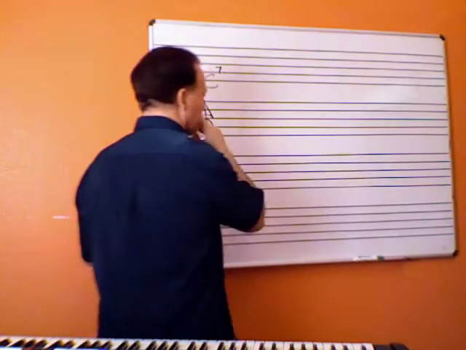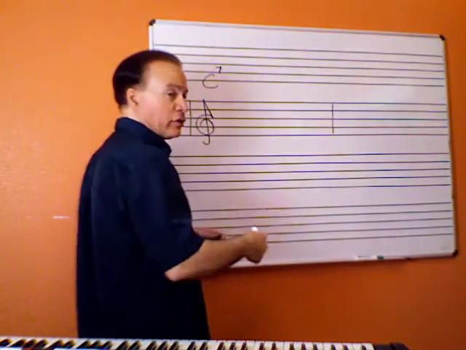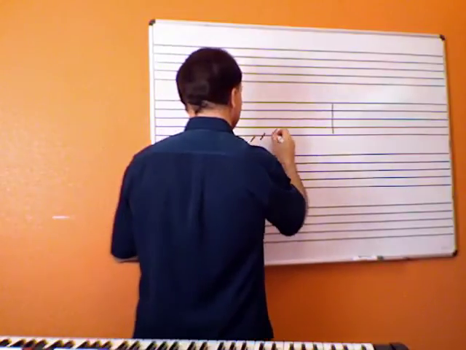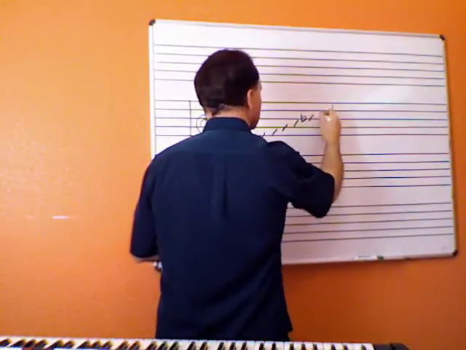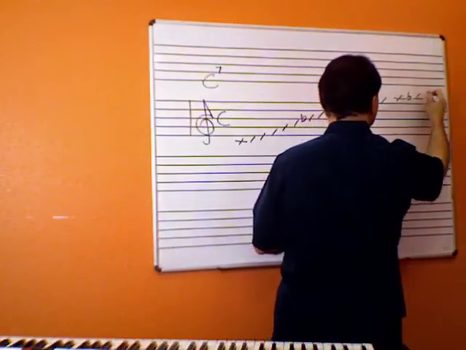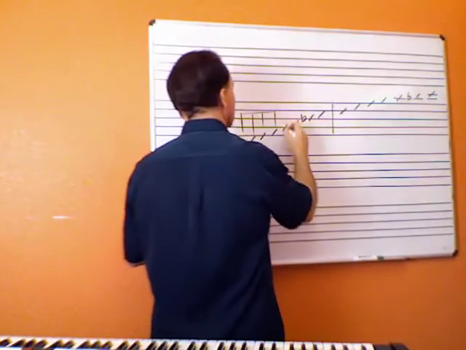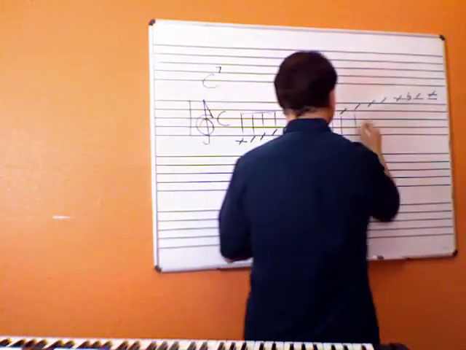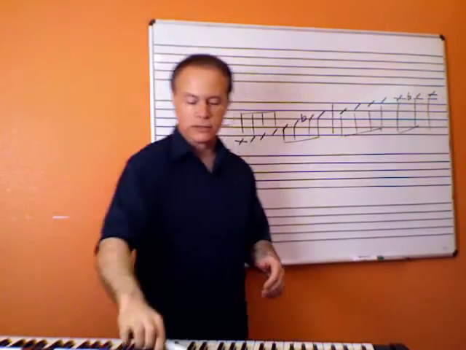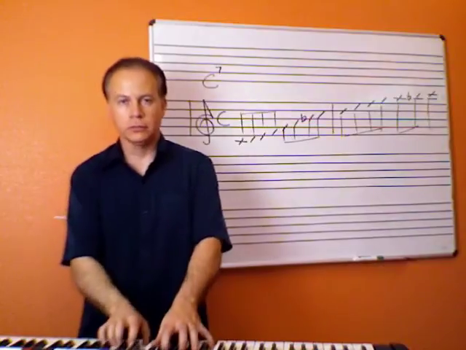Okay, so let's go ahead and try to create an 8th note line using the C Mixolydian scale, just running up the scale. Okay, 8th notes. Okay, let's hear what that sounds like on a C7. 1, 2, 3, 4.